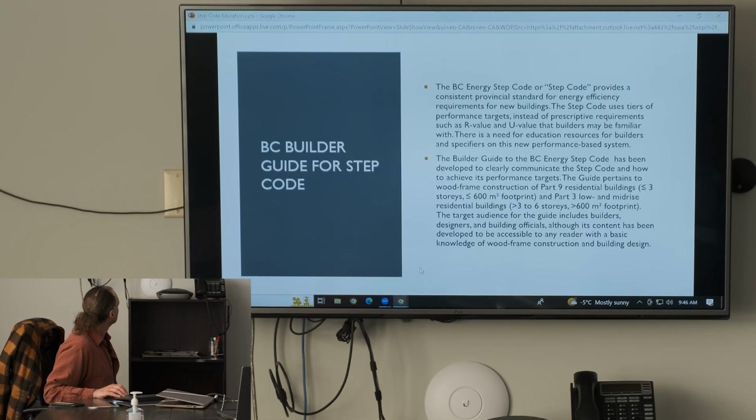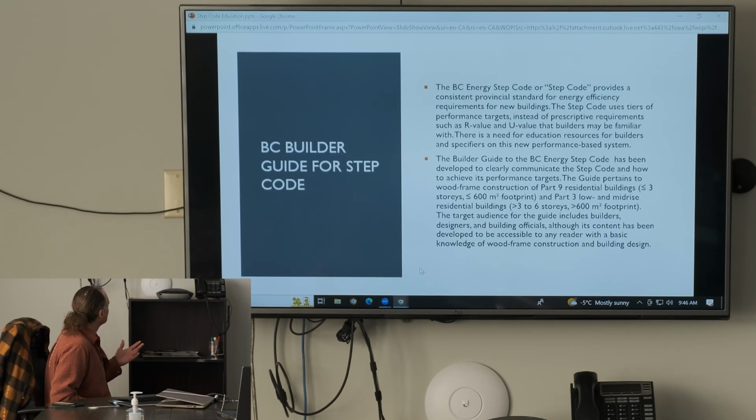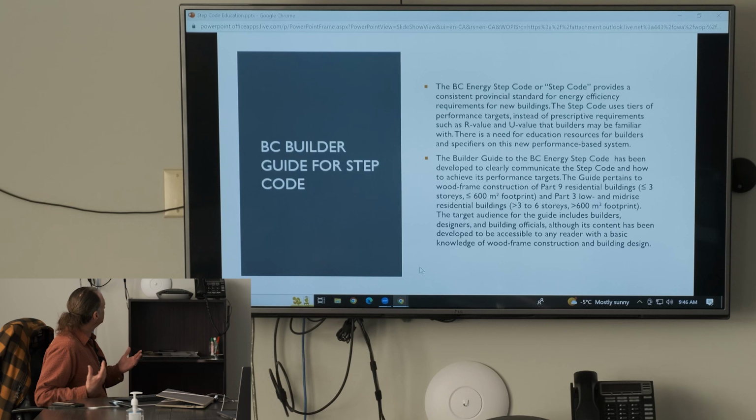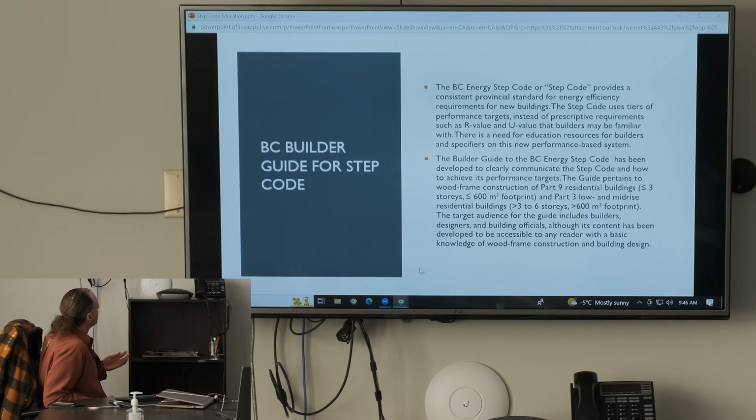So here's a little bit about the step code. What it is, it provides a consistent provincial standard for the energy efficiency requirements of new buildings. It uses tiers of performance targets instead of prescriptive requirements such as R value and U value in windows that builders may be familiar with.